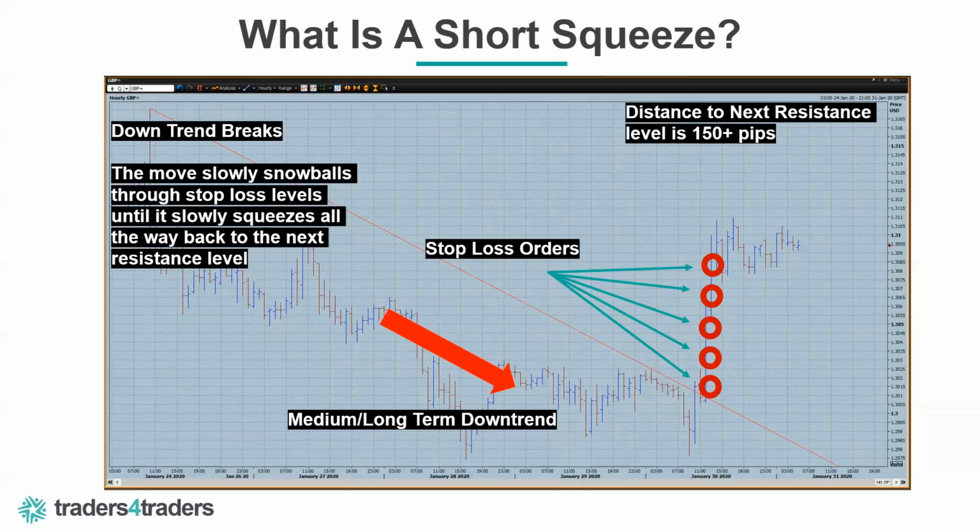And this is the same for a long squeeze, but obviously the other way around. So what you get is when the downtrend breaks, as I said, if it's a medium to long-term trend, most traders will be thinking, well, this is just a short-term little pop above the resistance trend line. The move slowly snowballs through stop loss levels until it slowly squeezes all the way back to the next resistance level or just back into the middle of the range until all stop loss orders are executed. It will just keep moving to the top side and taking out all those levels.